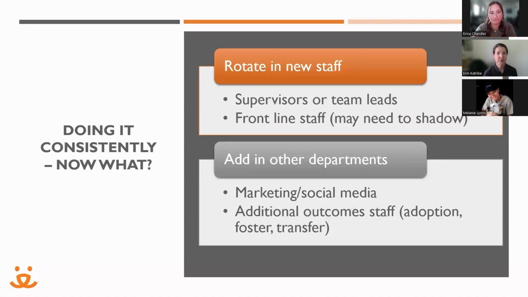And then week 3, week 4, you're doing rounds consistently. Now what? This is when we start to rotate in new staff. Maybe it's mid-level management or team leads. Maybe it's even some of our frontline staff and they can start shadowing. It's also when we start to add in our other departments. Can we have folks from marketing or social media? Can we have other additional outcome staff that didn't participate in the first rounds?